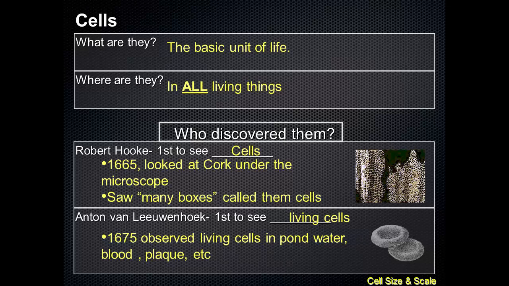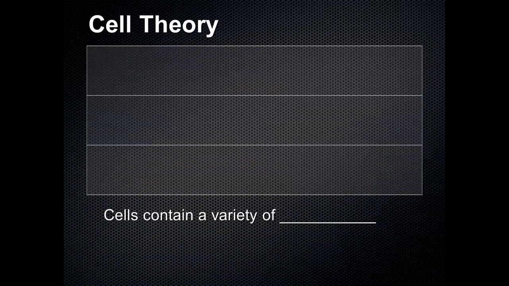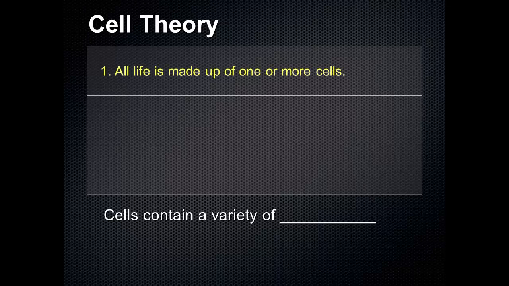After that, there are many other scientists that studied cells in various ways. As microscopes got better, scientists could look at finer and finer detail and see things more clearly. And they started to come up with these ideas that we call the cell theory. The cell theory is a set of statements that describe cells. There are three parts to it. First is that all life is made up of at least one or sometimes more than one cell. So all life is made of cells.